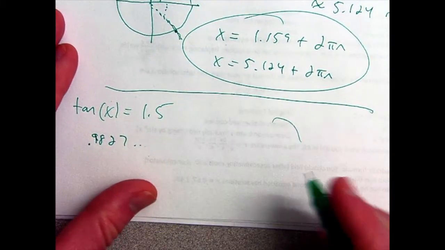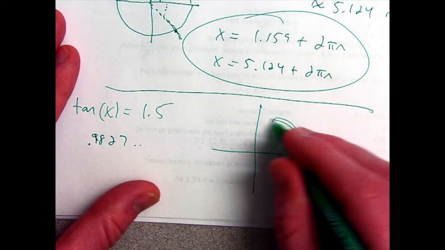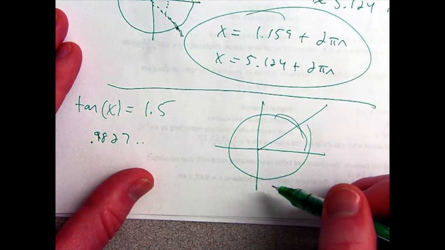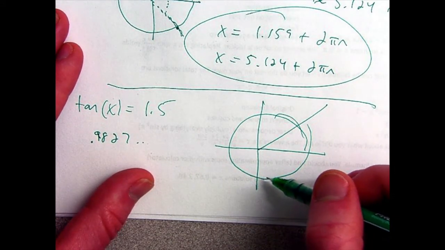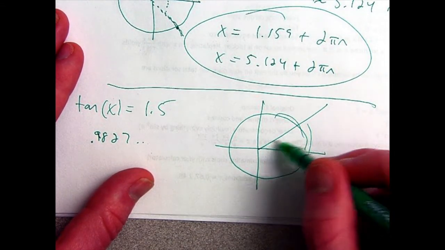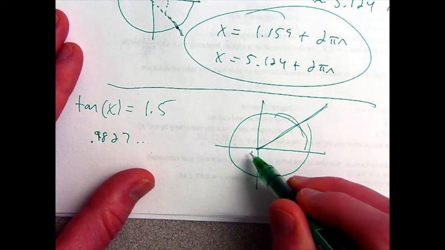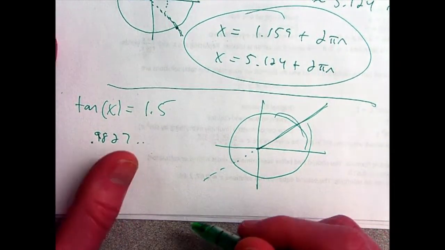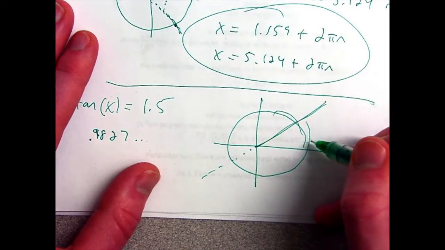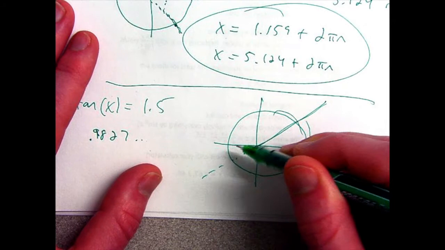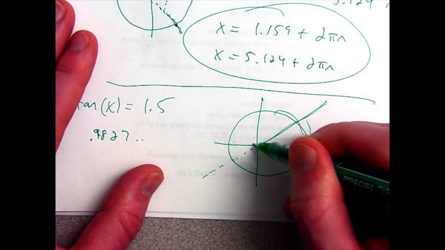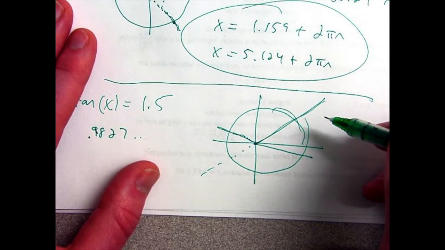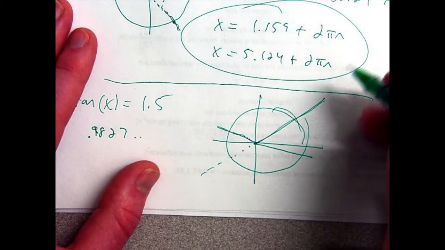But how do you get the other one for tangent? If you've forgotten, 0.9827, I don't know where that is. Let's say it's here or something. What angle would have the same tangent as this angle here? The answer is it's actually directly on the opposite side of the unit circle. If you ever take an angle and go directly to the opposite side of it, like this angle versus this angle right here, like adding 180 degrees or pi in radians, those angles have the same tangent.